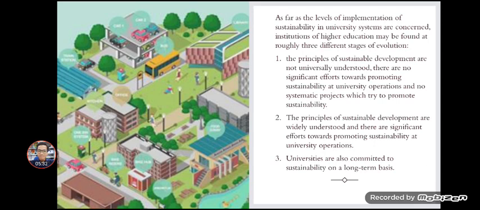As far as the levels of implementation of sustainability in university systems are concerned, institutions of higher education may be found at roughly three different stages of evolution. The first stage is the principles of sustainable development are not universally understood, there are no significant efforts towards promoting sustainability at university operations, and no systematic projects which try to promote sustainability. The second is the principles of sustainable development are widely understood, and there are significant efforts towards promoting sustainability at university operations. And number three, universities are also committed to sustainability on a long-term basis. These are the general three stages of evolution related to sustainable development in the higher educational setting.